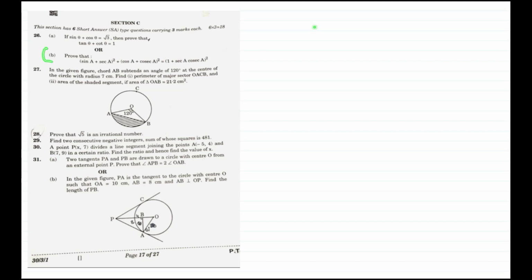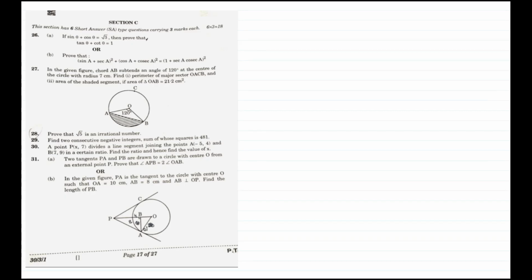Let's do this question from the 2026 CBSE Class 10 examination held in February. Very simple question. We need to prove (sin A + sec A)² + (cos A + cosec A)² = (1 + sec A cosec A)². Now we will solve LHS and RHS, because we need to see the expansion of RHS so that we can solve the LHS accordingly.